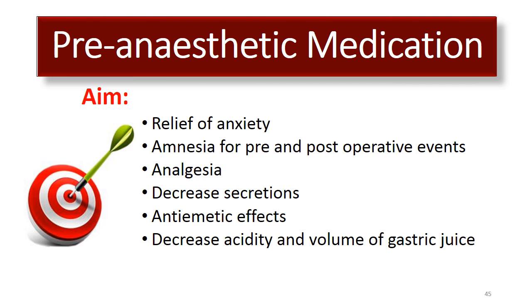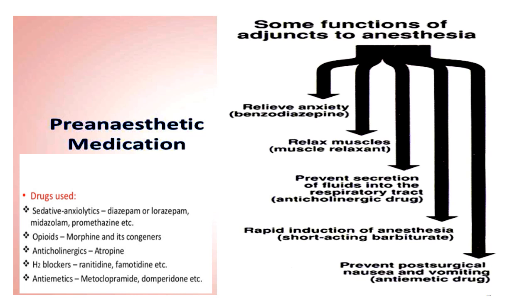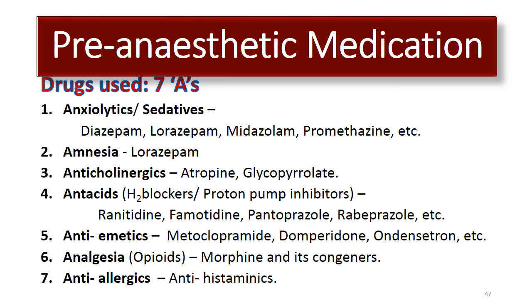There are a few drugs we can use as pre-anesthetic medication: the sedative anxiolytics, opioids, anticholinergics, H2 blockers, and antiemetics. These are the main drugs we are using as pre-anesthetic medications. We should not forget the 7 A's of pre-anesthetic medication.